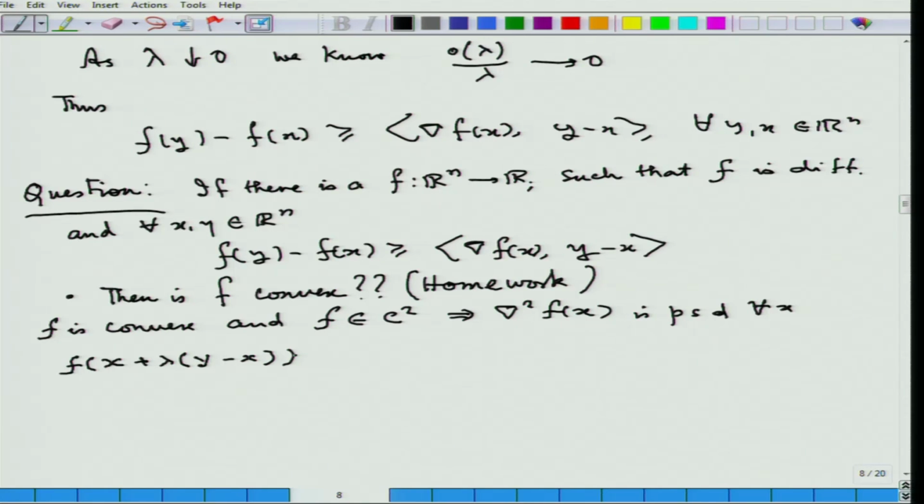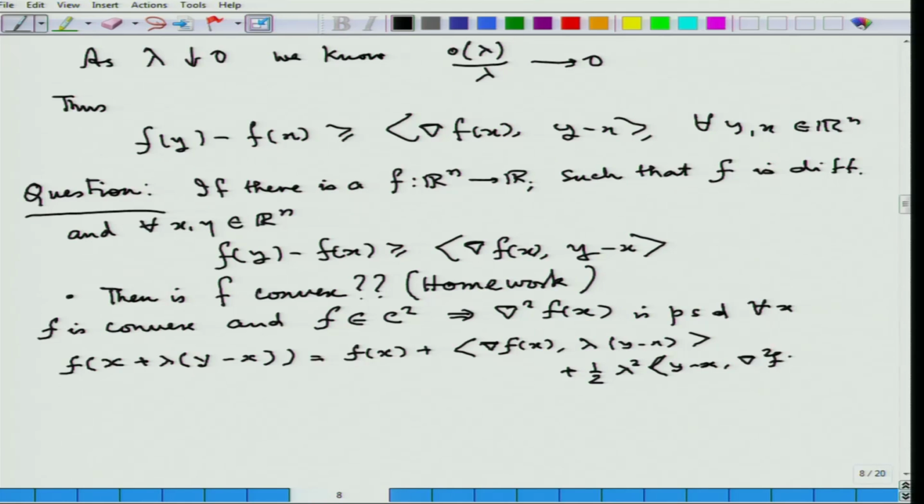Now, instead of writing the convexity definition here, we will make use of the fact that f is in C2, and write this as f x plus the gradient of f x, lambda times y minus x, plus half lambda square, y minus x, grad square f x into y minus x, plus small o of lambda square.